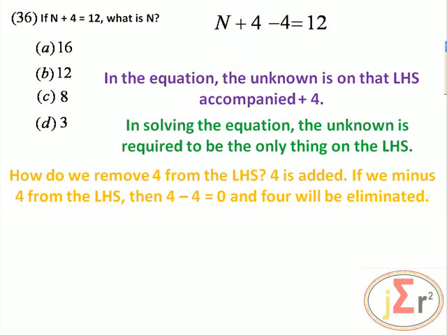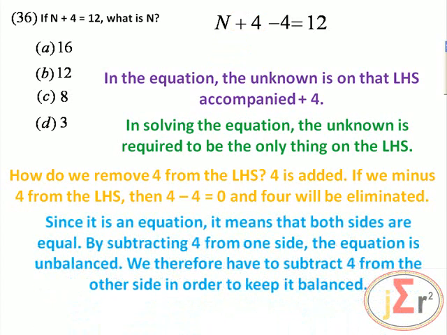Do not forget that we have an equation. Since it is an equation, it means that both sides are equal at all times. By subtracting 4 from one side, the equation is unbalanced. We have subtracted 4 from one side. It is unbalanced. We therefore have to subtract 4 from the other side to keep it balanced. So let us subtract what? 4 from the other side to keep it balanced.